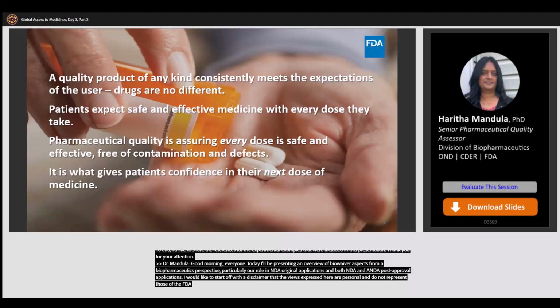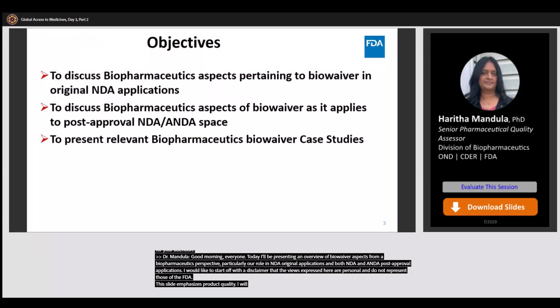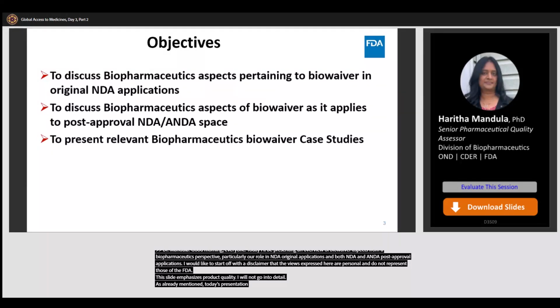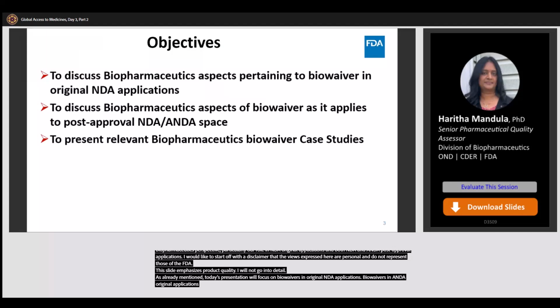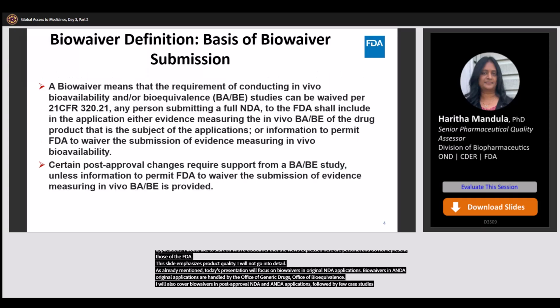This slide emphasizes product quality. I will not go in detail as this was covered by other speakers from OPQ. As already mentioned, today's presentation will focus on biowaivers in original NDA applications. Biowaivers in ANDA original applications are handled by the Office of Generic Drugs, Office of Bioequivalence. I will also cover biowaivers in post-approval NDA and ANDA applications, followed by a few case studies.